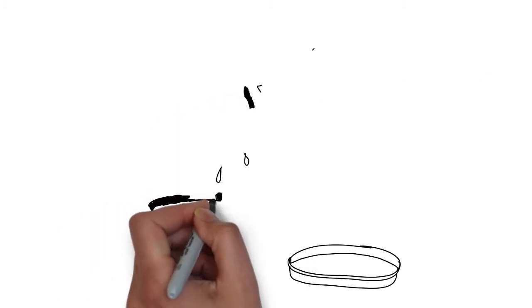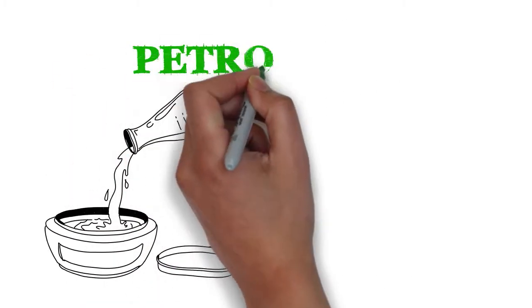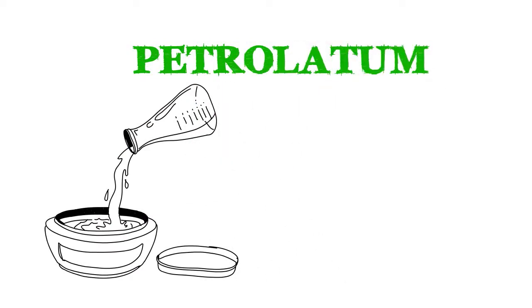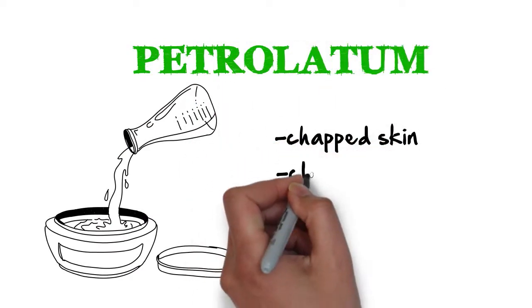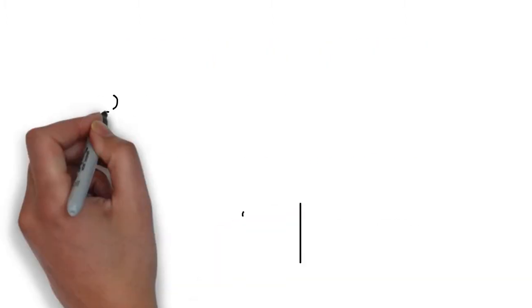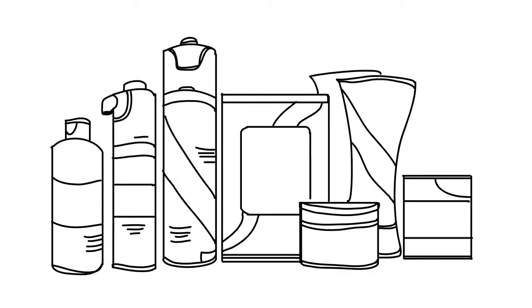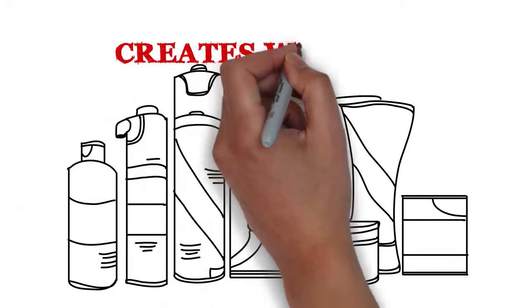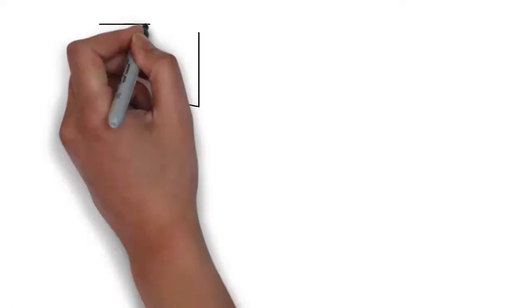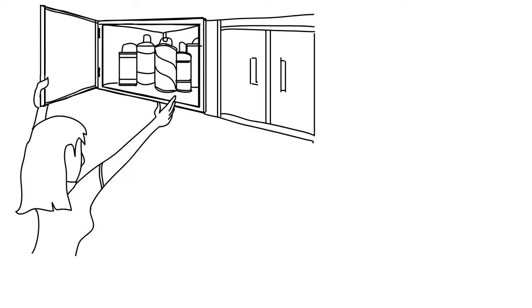Then, there's a common skin moisturizing ingredient that does the exact opposite of what it's supposed to do. It's called petrolatum, a mineral oil that leads to even worse chapped skin, suffocates and clogs pores, and eventually enlarges your pores altogether. There are a slew of other chemical additives that break down delicate skin, cause drying and irritation, and yes, create wrinkles.